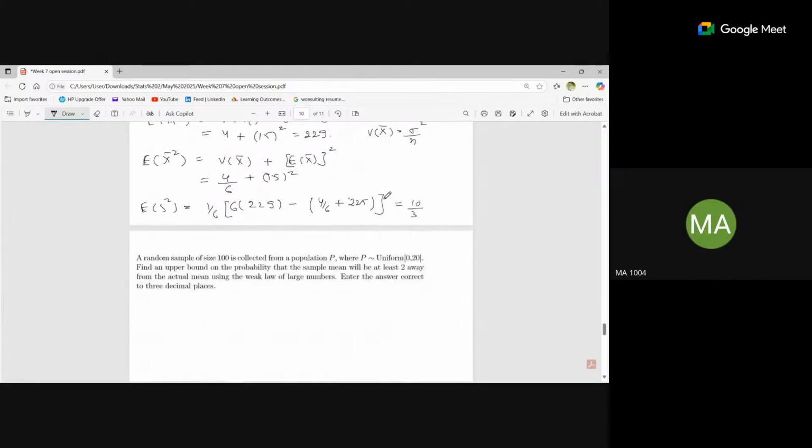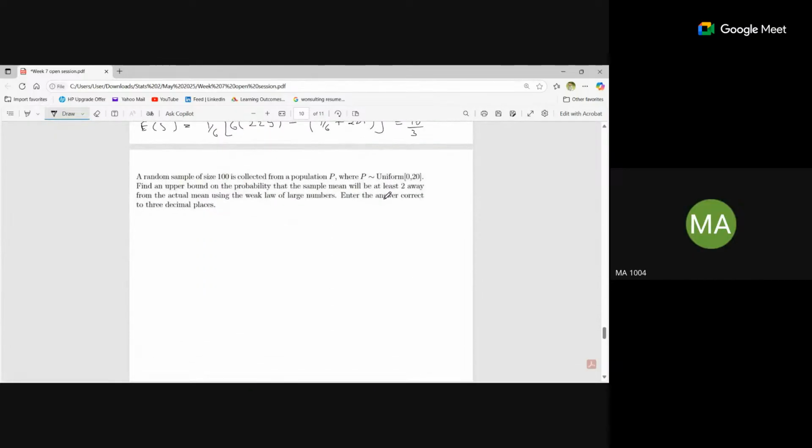So now, a random sample of size 100 is collected from a population P, where P is following a uniform distribution with 0, 20. Find an upper bound on the probability that the sample mean will be at least 2 away from the actual mean using the weak law of large numbers.